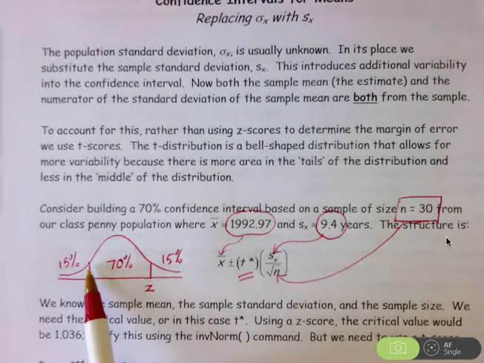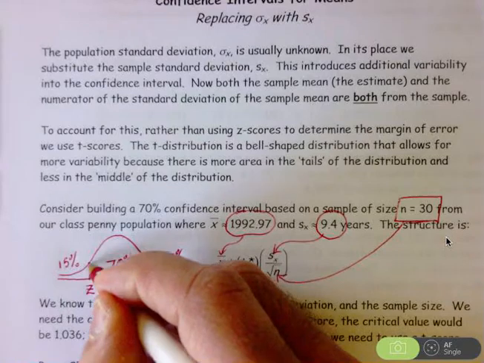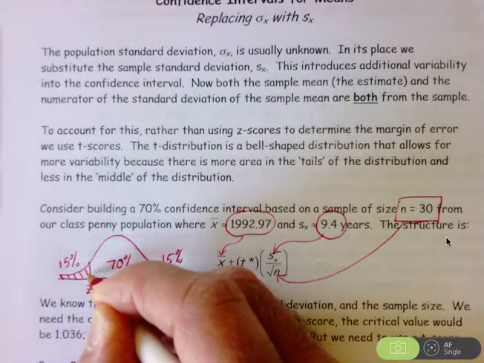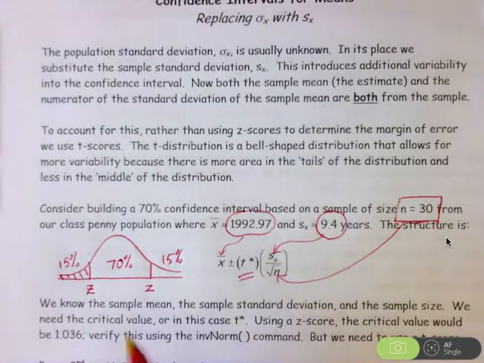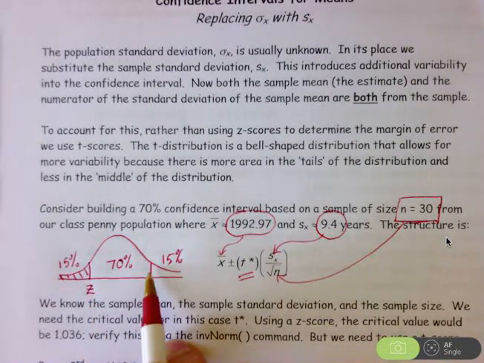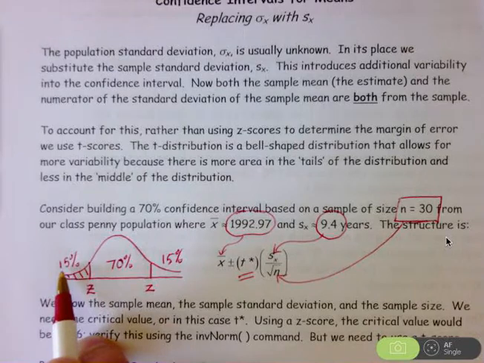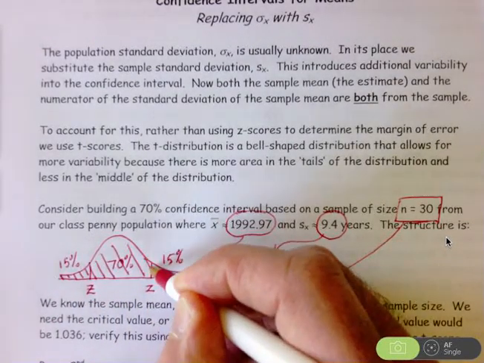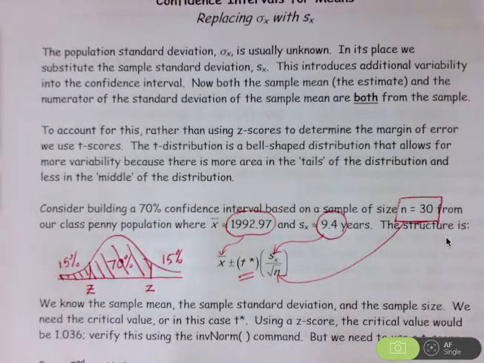Remember, the inverse norm command accepts a percentile. So if you wanted to find this lower cutoff, you could put in the percentage of the area at or below that cutoff. That would be 0.15. If you wanted to find the upper cutoff, you'd have to put in 70 plus 15%, or 85%. That would be 0.85. Either way, you're finding the lower or the upper cutoff.